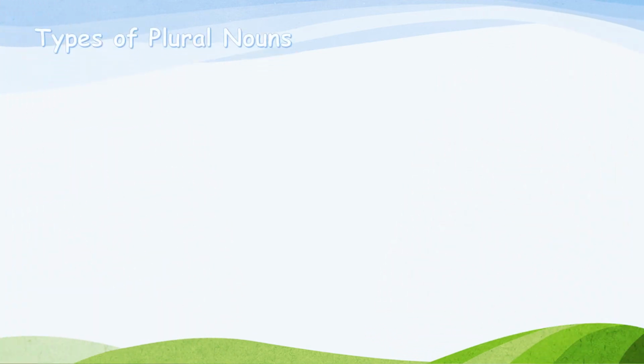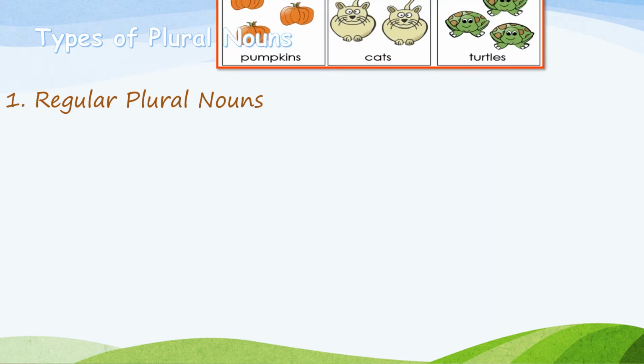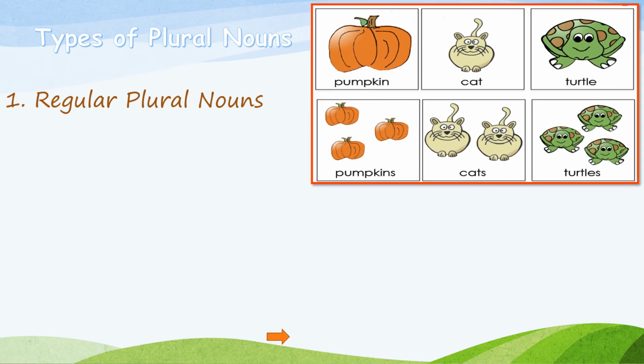types. In fact, the first type is regular plural noun. In this case, we just add s or es or ies at the end of the noun. For example, pumpkin is a singular noun, the plural noun is pumpkins. Cat, singular noun. The plural, we just add s at the end of the word, so it becomes cats, etc.